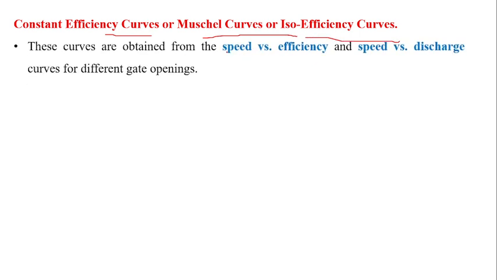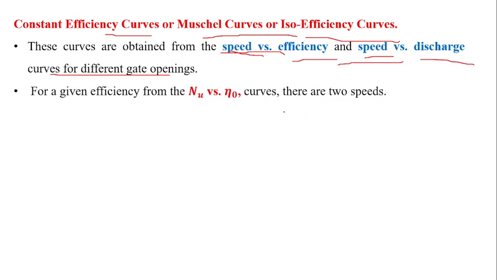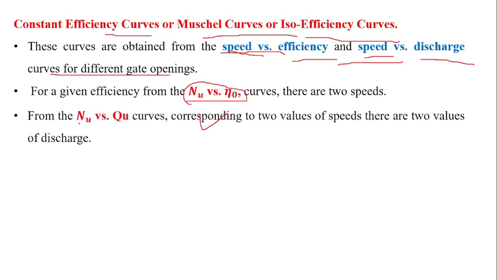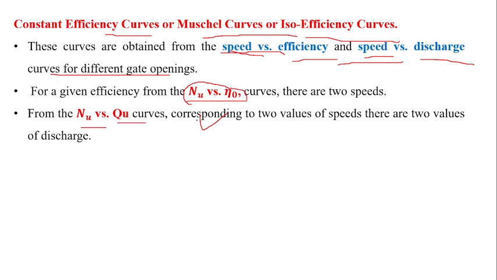Efficiency curves are Muschel curves or iso efficiency curves. These are very important curves. These curves are obtained from speed-wise efficiency and speed-wise discharge for different gate openings. For a given efficiency, on the unit speed and overall efficiency curves, there are two speeds. Likewise, for unit speed, on the unit discharge curves, there are two different values of speed. There are two values of discharge.